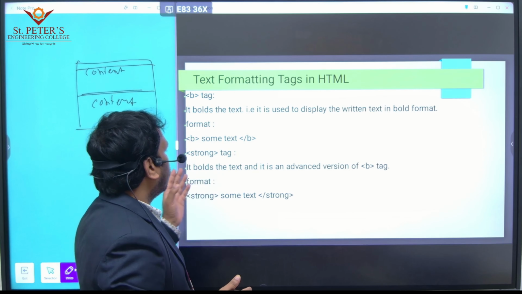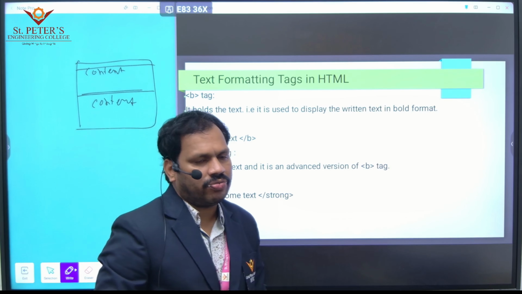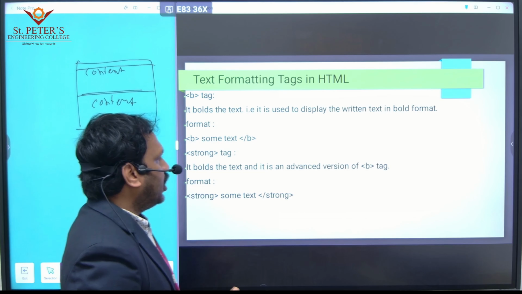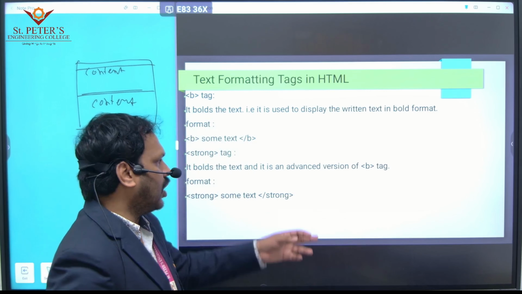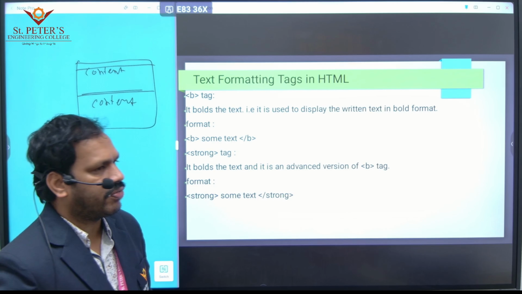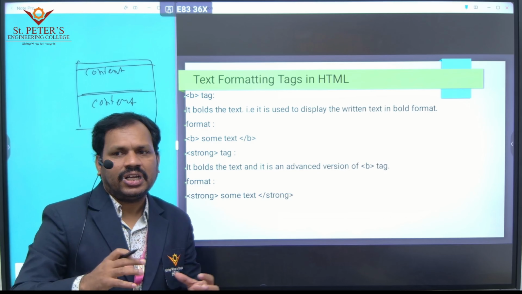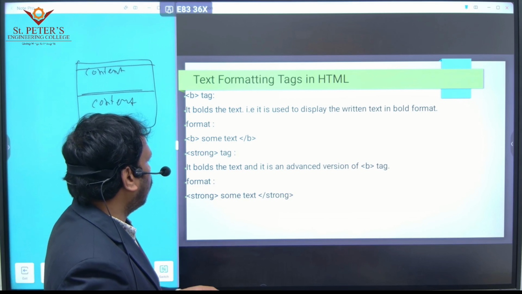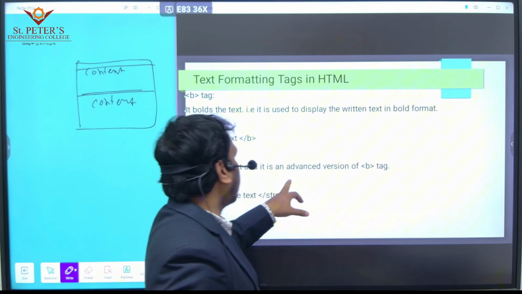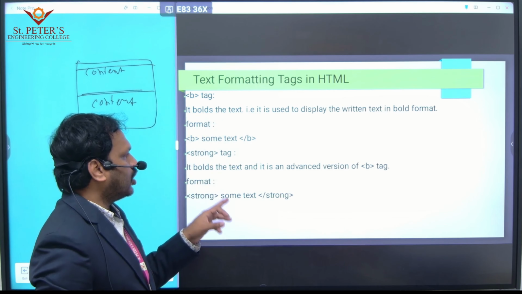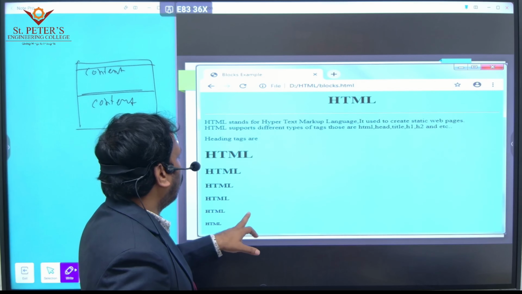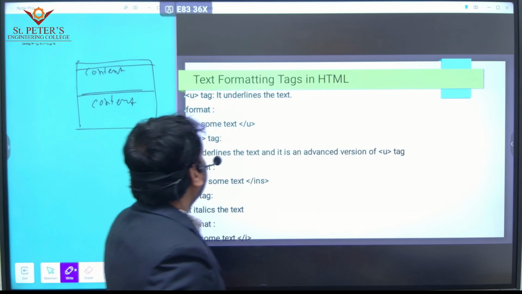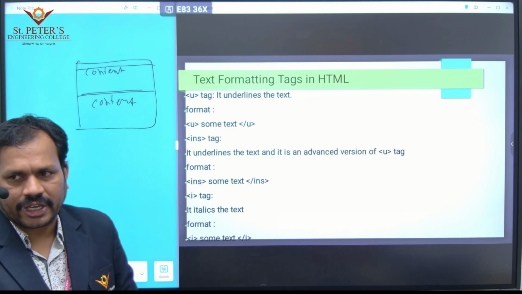And the strong tag is also one of the bold formats itself, but it is going to be the advanced version of the B tag, and it highlights the content compared to the bold tag. The new versions are going to be accessing the strong tag. It is also used for bolding the content. And next is going to be the U tag.